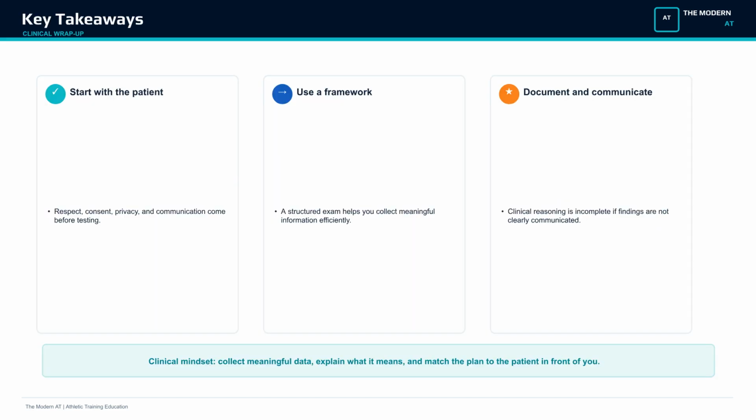Key takeaways. Always start with the patient, using respect and communication before testing. Use a framework for efficiency, and ensure clinical reasoning is complete through clear documentation and communication. Collect meaningful data, explain what it means, and match the plan to the patient.